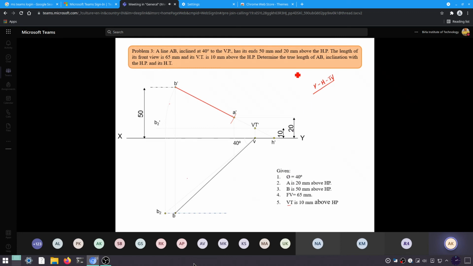This is the end projector we are talking about. So end projector information you already know. The end projectors will give you the front view and the top view, which will lie on those end projectors only. Right?